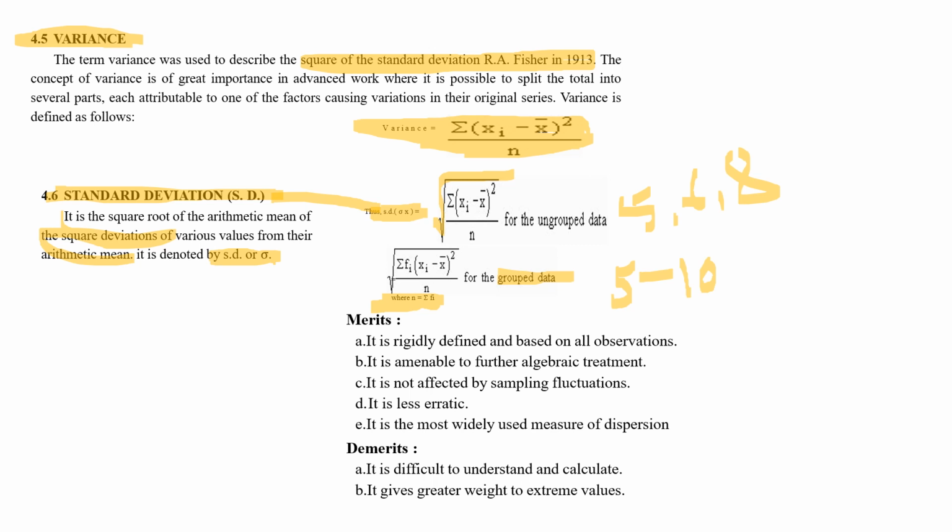Then the merits of standard deviation: it is rigidly defined and based on all the observations, all observations are considered. It is amenable to further treatment, easy to do, because we go for variance and further treatment. It is not affected by sampling fluctuations. It is less erratic. It is the most widely used measure of dispersion. Then what is the demerit? Despite all these advantages, it is difficult to understand and calculate. Sometimes it seems difficult. It gives greater weight to the extreme values. That is the demerit.